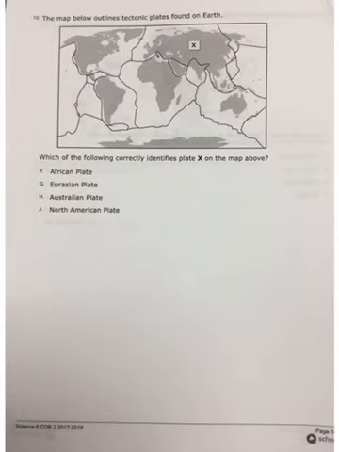Number 10. The map below outlines tectonic plates found on the Earth. Which of the following correctly identifies plate X on the map above? F, African plate, G, Eurasian plate, H, Australian plate, J, North American plate.